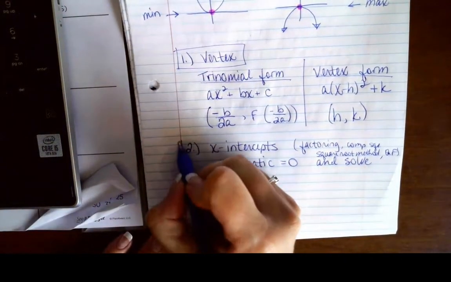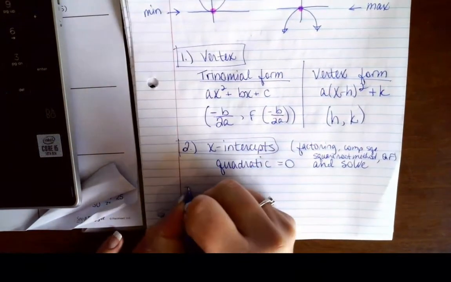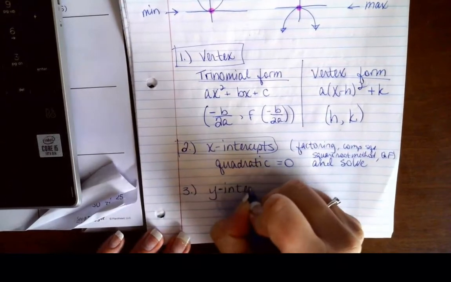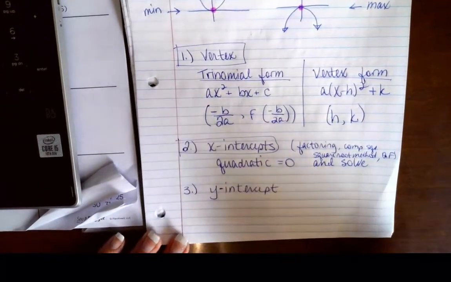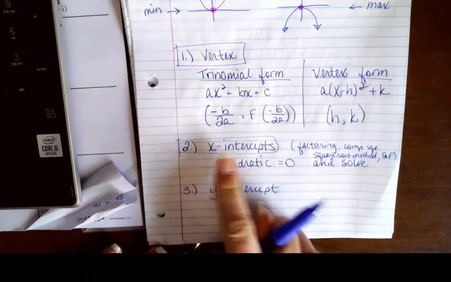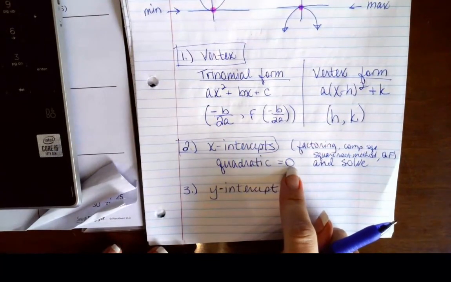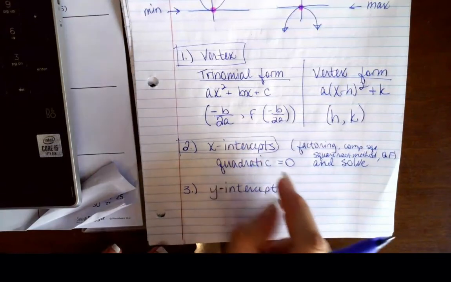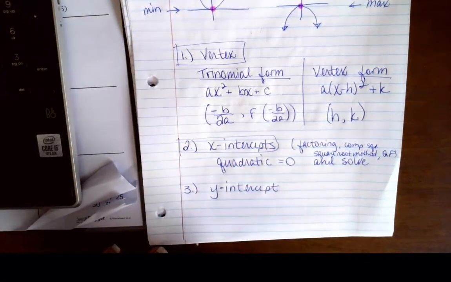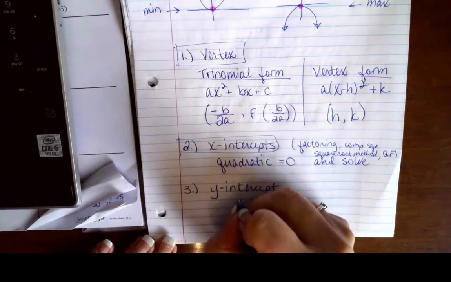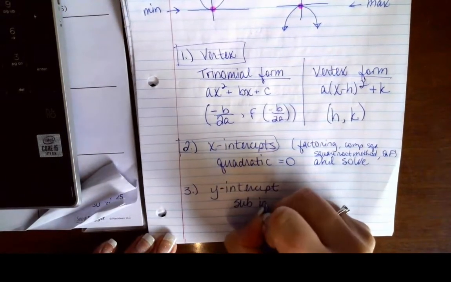So that's your x-intercepts. Well, now I need to know what my y-intercept is. My y-intercept is going to be where this thing will hit the y-axis. So if I want my x-intercepts, I kill my y value and make it 0. If you want your y-intercept, kill your x's. So we're going to sub in a 0 for x.